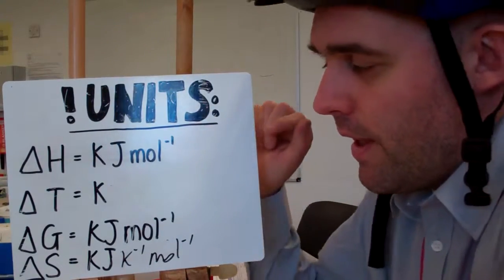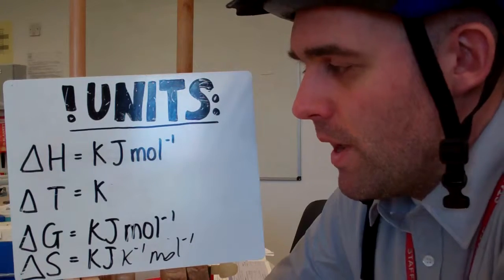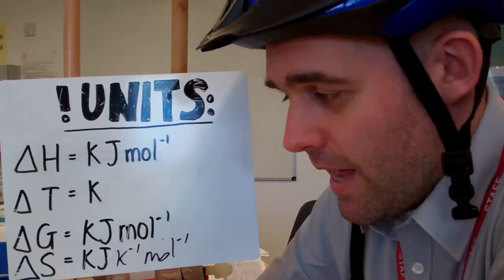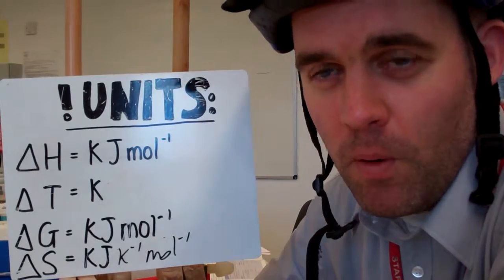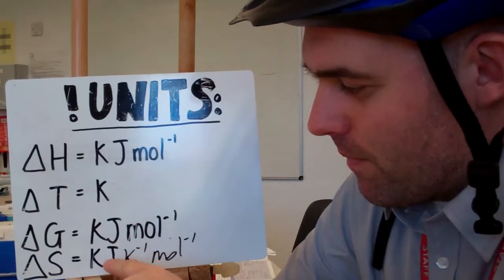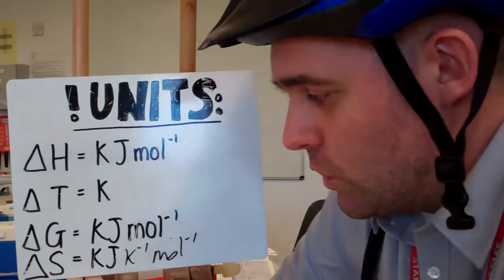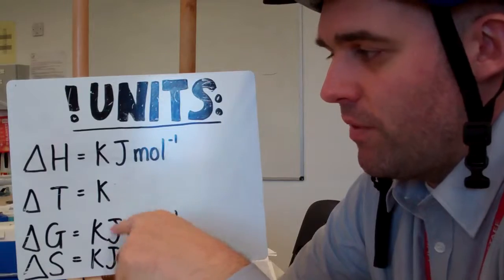Units are important here. Enthalpy is always kilojoules per mole, temperature is kelvins, delta G is kilojoules per mole, and delta S is kilojoules per Kelvin per mole. And that means that you have to sometimes divide it by 1,000, because sometimes in the exam paper they give it to you in joules per Kelvin per mole, but it's got to match up with the other units.